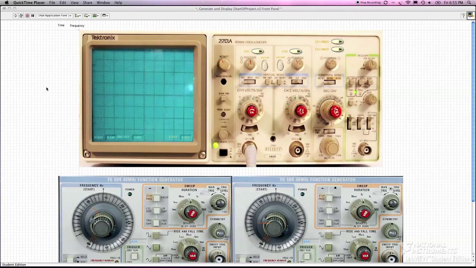All right. I'm going to demonstrate a LabVIEW project. It's a function generator and an oscilloscope. So let's get started here.